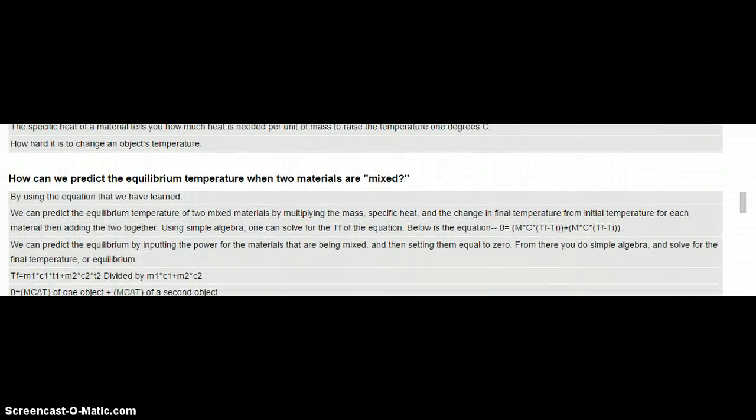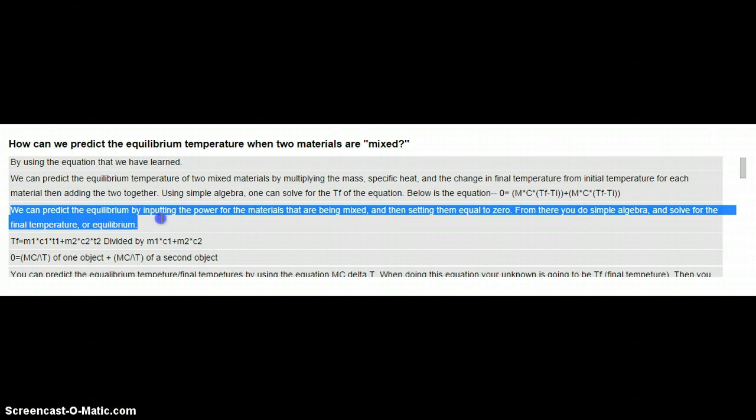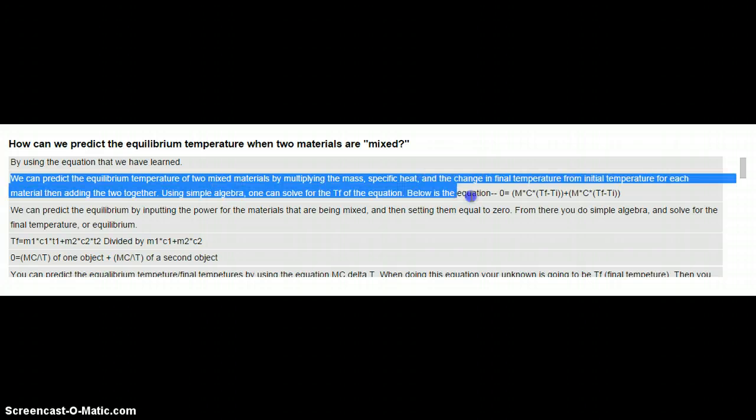The next question, how can we predict the equilibrium temperature when two materials are mixed? There's this sort of simplistic response here, by using the equation that we learned. Okay, terrific. What about, we can predict the equilibrium temperature by inputting the power from the materials that are being mixed and then setting them equal to 0. From there, we do simple algebra and solve for the final temperature or equilibrium. Pretty close, but maybe this one is best right here.